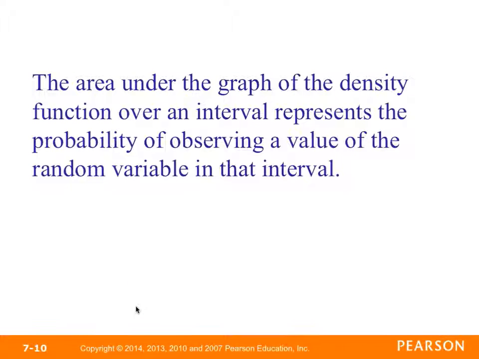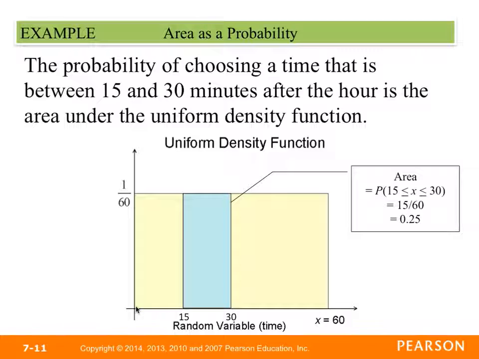Now, the area under the graph of the density function over an interval represents the probability of observing a value of the random variable in that interval. So if we look here, we've labeled some extra points on our UPS time example. And what we're trying to find is the probability of choosing a time that's between 15 and 30 minutes after the hour. Okay, so I think between 10:15 and 10:30.